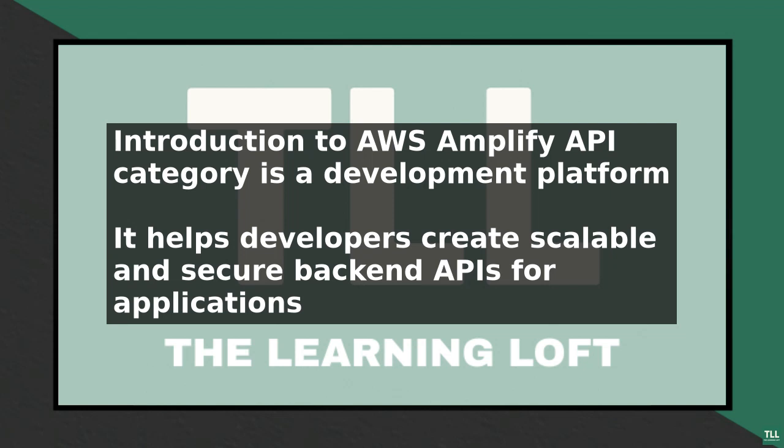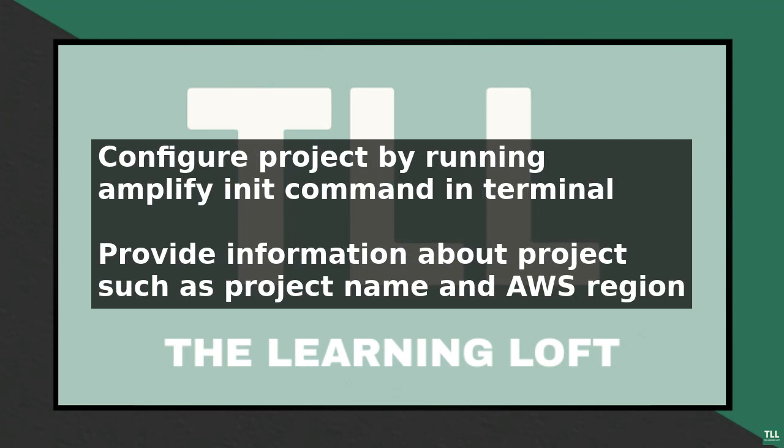To get started with the AWS Amplify API category, you need to have an AWS account and install the AWS Amplify CLI. Step 1. Configure your AWS Amplify project. Begin by running the command amplify init in your terminal to configure your AWS Amplify project. This command will prompt you to provide information about your project, such as the project name and the AWS region you want to use.